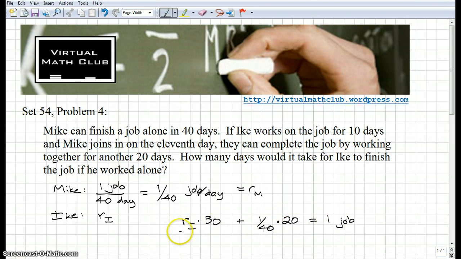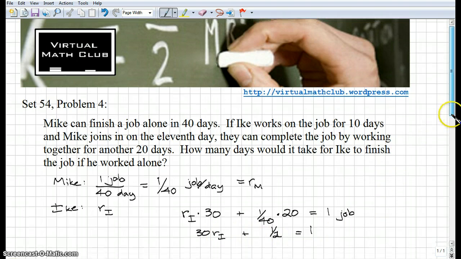And you can see now I've got only one variable, and if I solve for Ike's rate, then I'll be able to figure this out. So here I've got 1/40th times 20. That gives me what? That's just a half, right? So during the time that Mike works, he's able to do half the job. That means that Ike did half the job in 30 days. So let's rewrite everything. This is 30 RI.